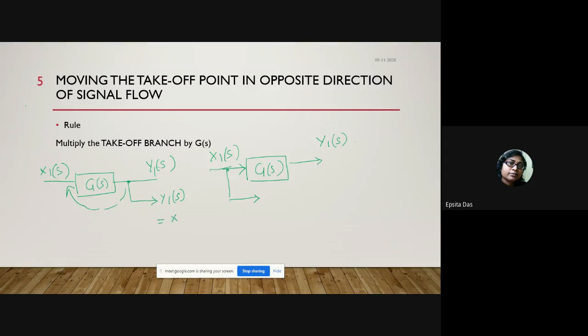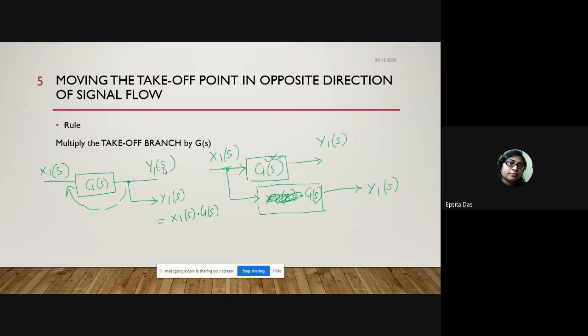y1s is basically x1s into gs. Now the signal here is x1s, but I have to make it y1s. If I put a block gs here, then my x1s will multiply with it and I can get the y1s over here. So that means I have to multiply this transfer function in the takeoff branch, and then we can get the same system.